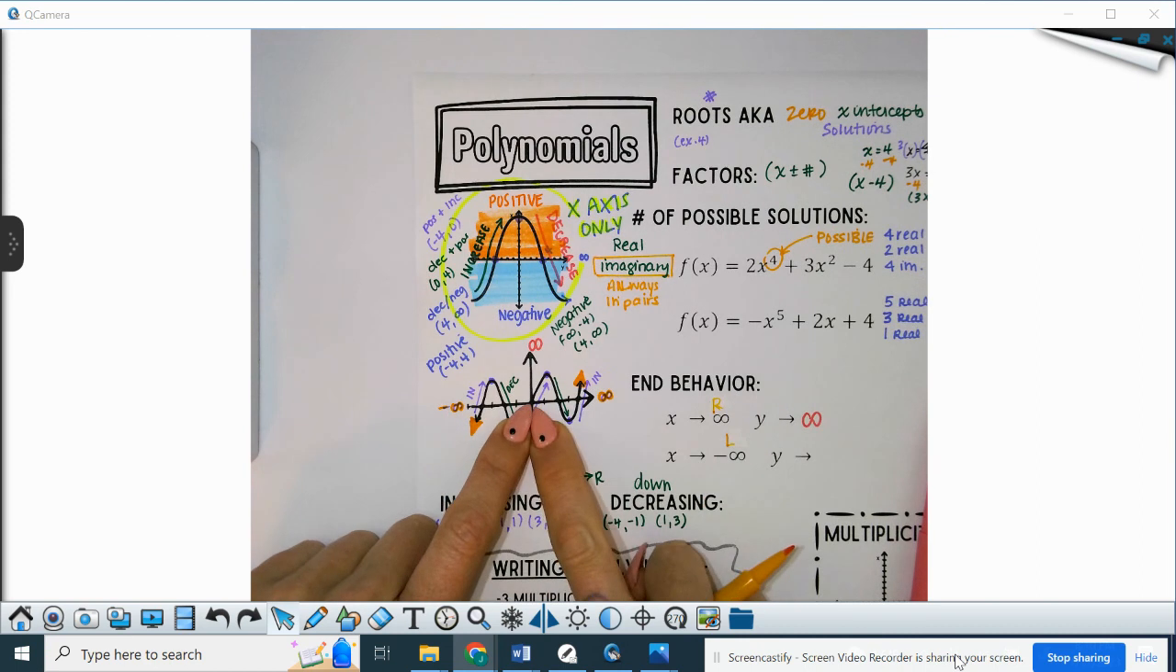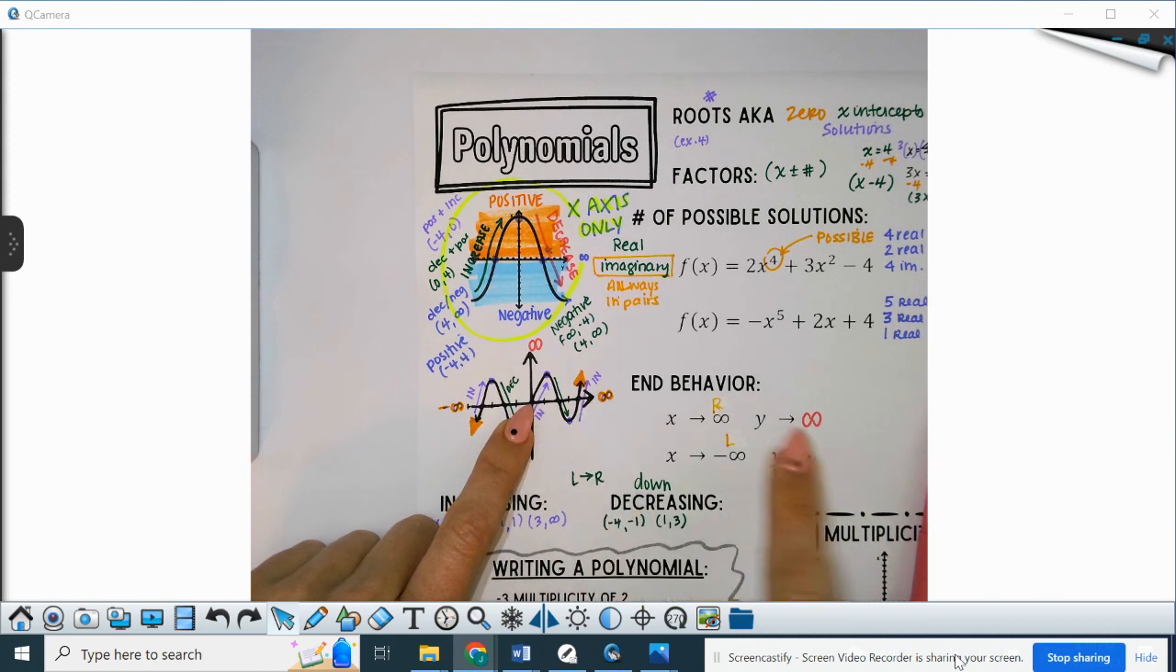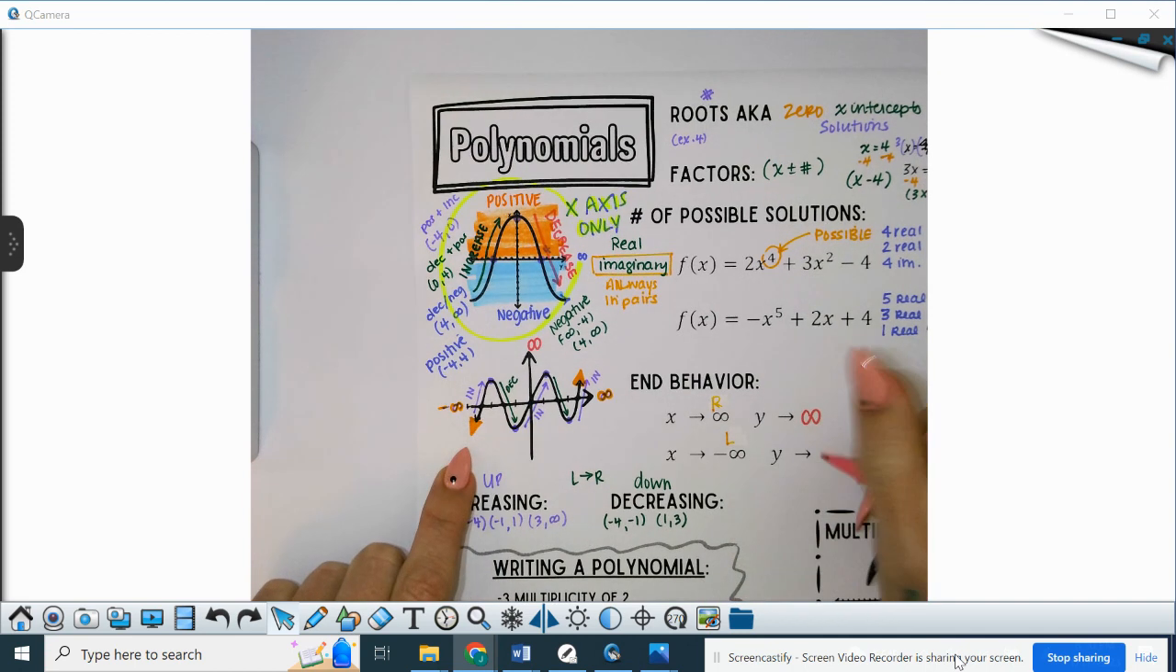As I look to the right from the origin, the graph is going up. That's why this is a positive infinity. As I look to the left, the graph is going down. So that's going to be our negative infinity.